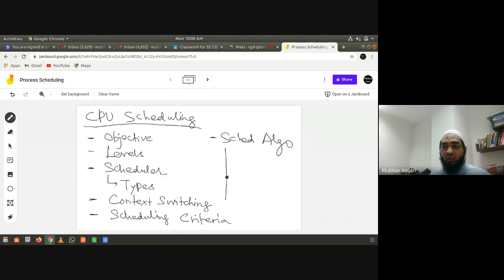Those algorithms are, the first one is FCFS, that is first come first serve. The second one is SJF, that is shortest job first. The third one is priority; the process will be executed based on the priority. And then we have RR, that is round robin algorithm. Then we have more also: one is the multi-level queue scheduling algorithm, and the last one is the multi-level feedback queue scheduling algorithm.